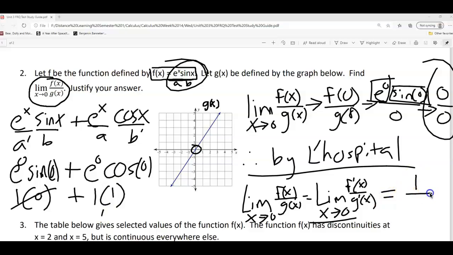Now notice I put equal signs. That's kind of dangerous, so maybe I should wait a second on putting my equal signs, because what if we end up with another indeterminate form? Let's be careful with that. But anyway, I know the top is 1. Now let's do the bottom, g prime.